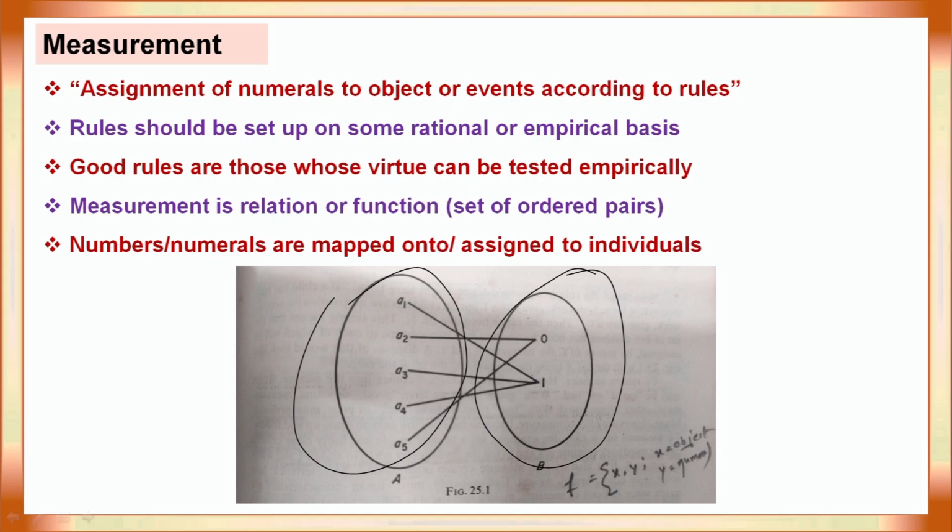Now, the members of the A set are assigned the number according to the quality they possess. If they are male, they are assigned 0, and if they are female, they are assigned 1.